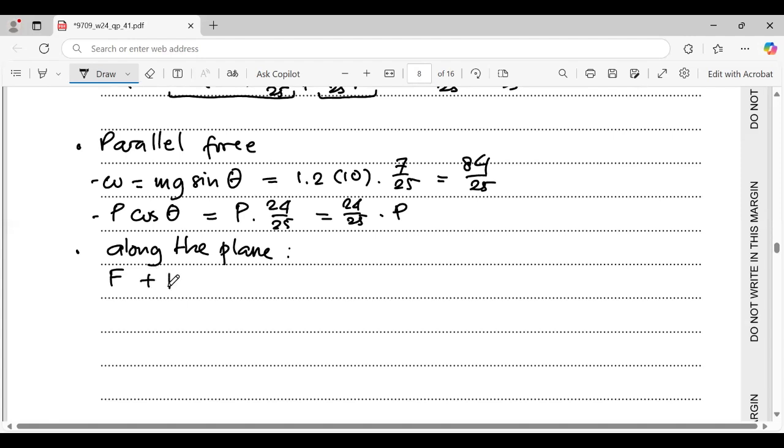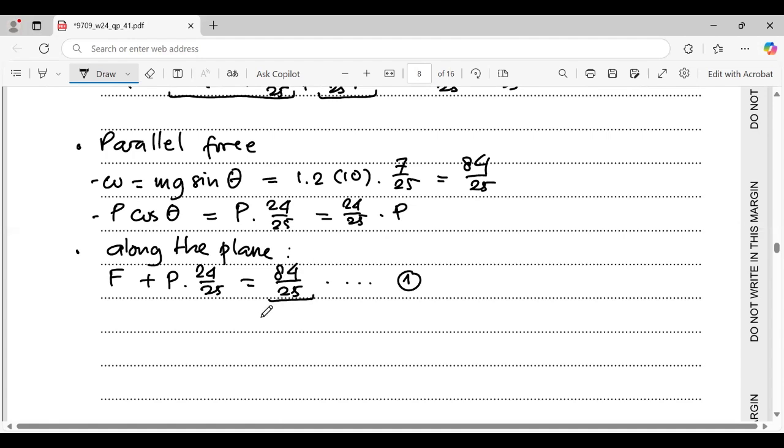So the equilibrium along the plane is F plus P times 24/25 equal 84/25. This is the first equation. This is from this one, mg sin theta. So this is P cos theta, and this is this one, mg sin theta. Right.